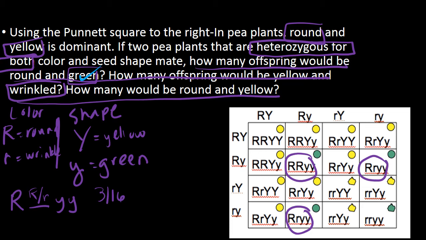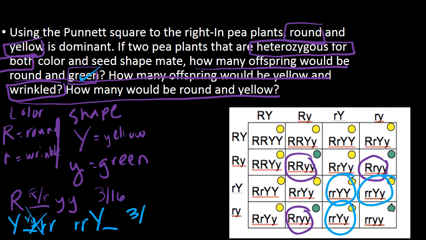The next one is asking yellow and wrinkled. Yellow is dominant, so capital Y. Don't care what the second Y is. It could be capital, it could be lowercase. And it says yellow and wrinkled. Wrinkled is recessive, so 2 lowercase r's. Notice I did this backwards though. It should be lowercase r, lowercase, capital Y, don't care. This is wrong, that'll confuse you. Do it the same way everything else is already written. So let's go ahead and count those up. That'll be 1, 2, and 3. 3 out of 16 kids will be wrinkled and yellow.